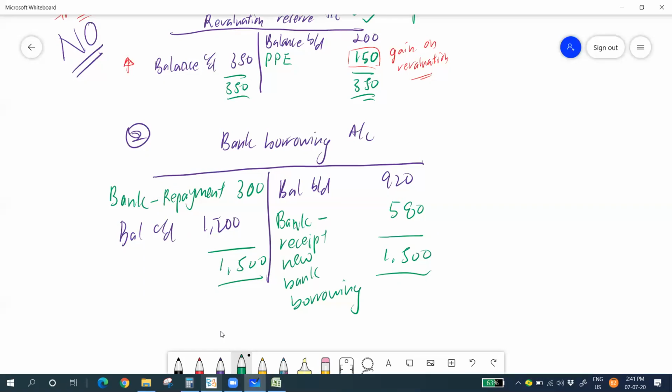Meaning that during the year, the company made repayment to the bank. At the same time, it got new borrowing from the bank. I repeat, during the year, the company made repayment to the bank and at the same time also got new borrowing from the bank. So we have a repayment of 300, which is a negative in your financing activity, and a positive 580 receipt of bank borrowing. Very good.